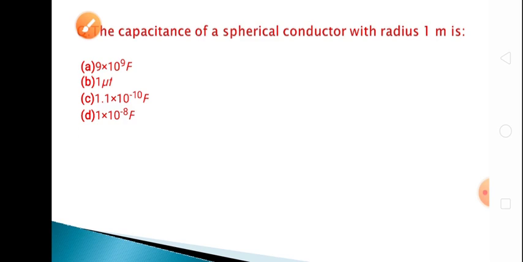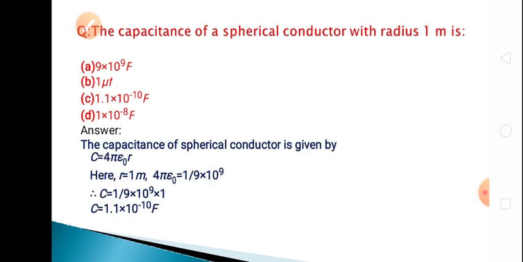So what is the capacitance of this spherical conductor of radius 1 meter? Some options are given. So you can find the value using 4 pi epsilon naught r, and let's see which option is correct. It is 4 pi epsilon naught r. The value is 1 by 9 into 10 to the power 9 and the radius is 1, and ultimately it is calculated and it is 1.1 into 10 to the power minus 10 farad.